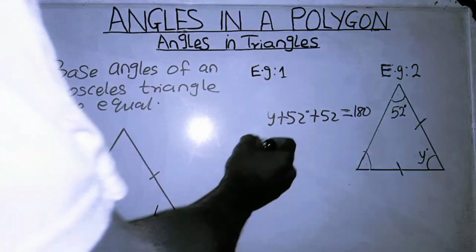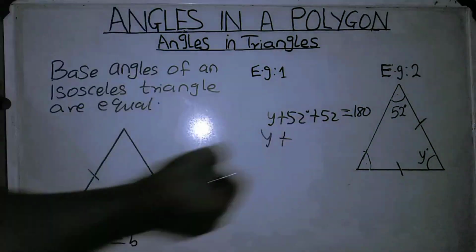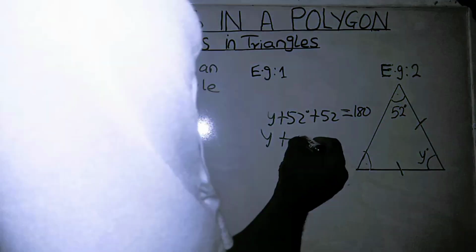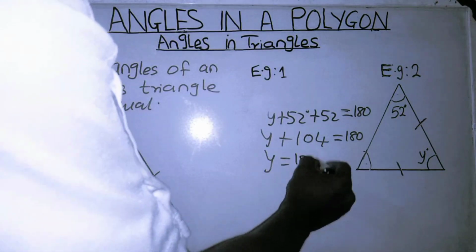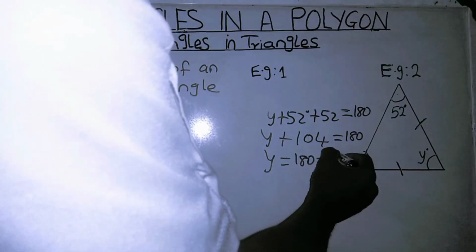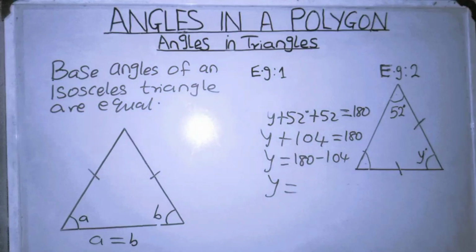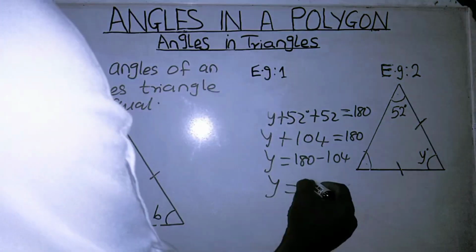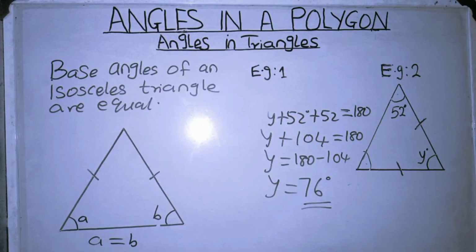All right, so to get it done, that will now be y plus 52 plus 52, that will give us 104 equal to 180 degrees. So collecting like terms, y will now be 180. This one moving over here becomes minus 104. Then y is equal to, what will it give us? The answer will be 76 degrees as our solution. I hope this is quite clear.